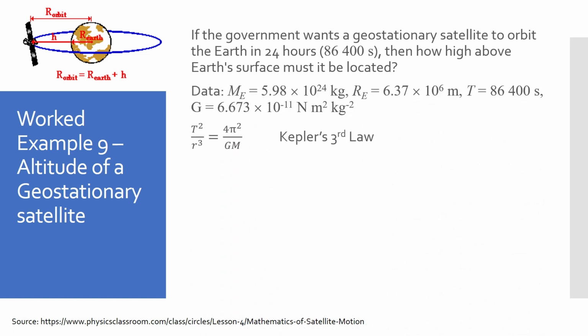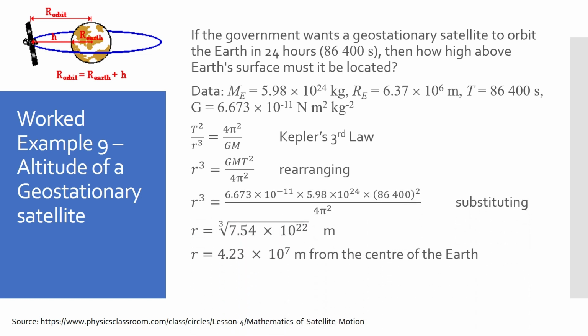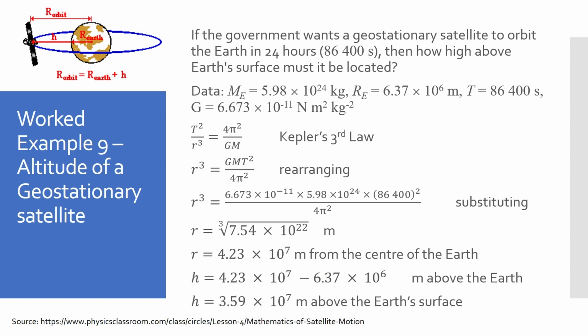There's T squared on R cubed equals 4 pi squared on GM. And we rearrange to get R, substitute, take the cube root, and we find it's 4.23 times 10 to the 7 metres from the centre of Earth. But that's not the answer. How high is the altitude? We need to take away the radius of the Earth, and we find that it's 3.59 times 10 to the 7 metres above Earth's surface.